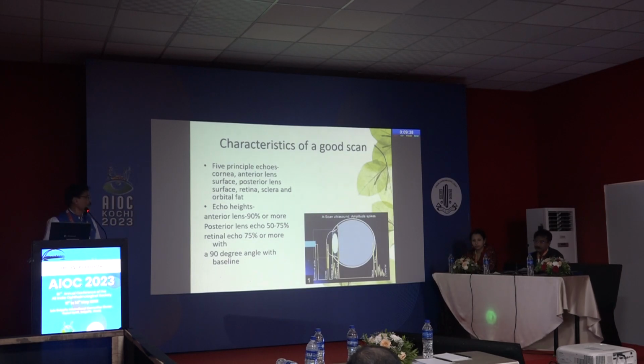Equally important is the rise of the retinal echo, it should be 90 degrees to the baseline. That is proof that your sound is hitting the retina perpendicularly, not in an oblique manner. And seeing those orbital echoes, after the retina you have the sclera, and then the smaller ones are the orbital echoes. That is also important to see, because if you don't see orbital echoes, it is possible your scan is going to the optic nerve. That means it is not through the visual axis.